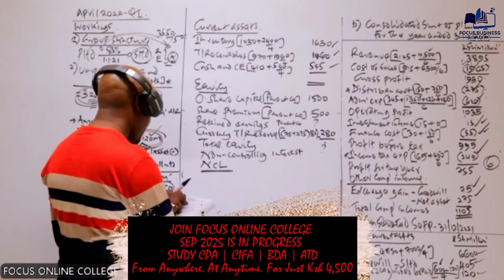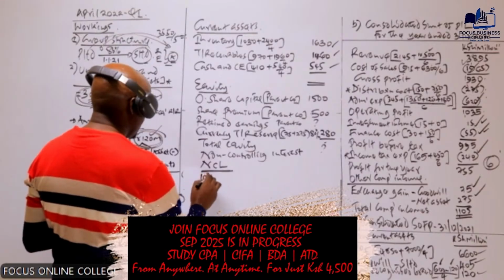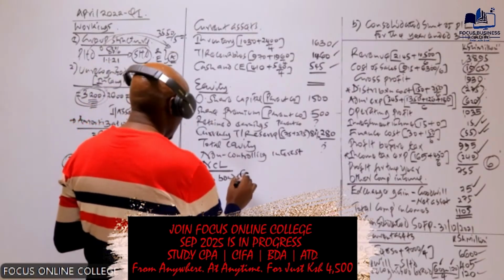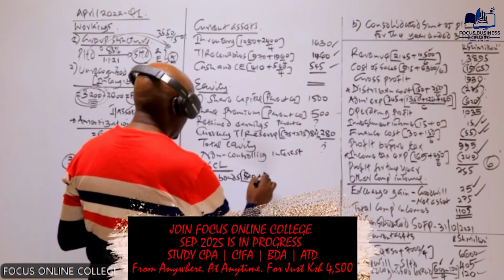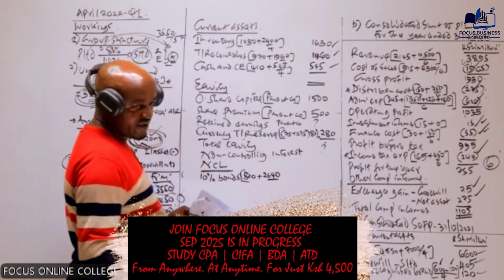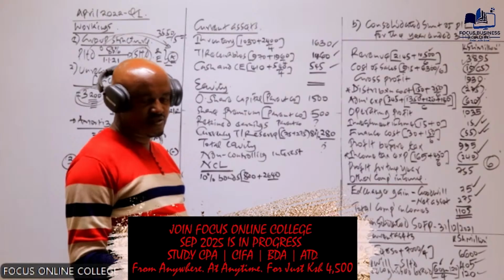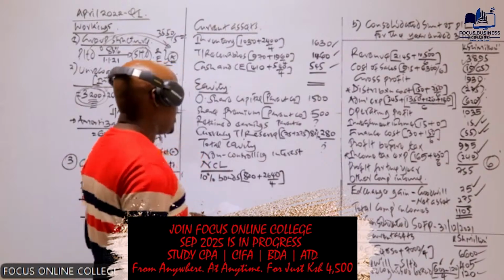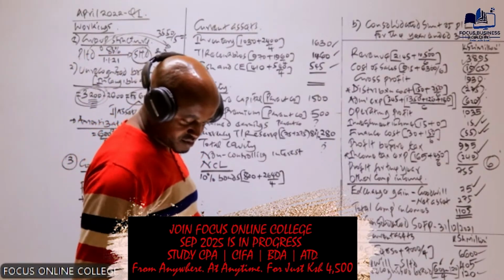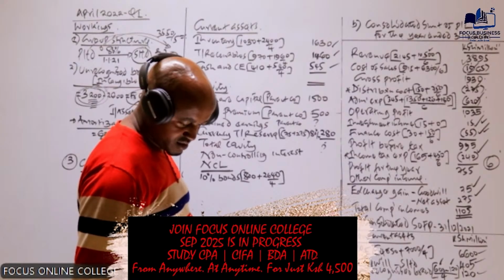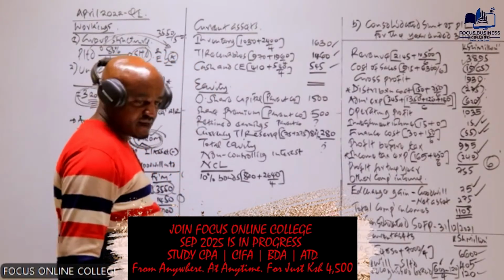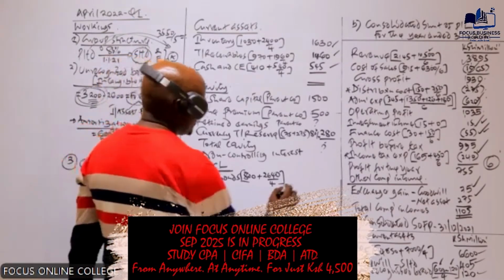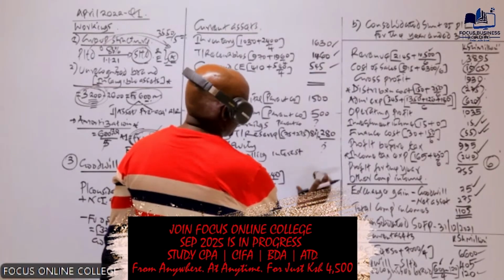For the non-current liabilities, we have 10% bonds. I will take that of the parent, which is 820 plus 2640. But remember, we translate items of assets and liabilities using the closing rate. The closing rate is 4. That will give us 660 plus 820. Yes, that will give us 1480.